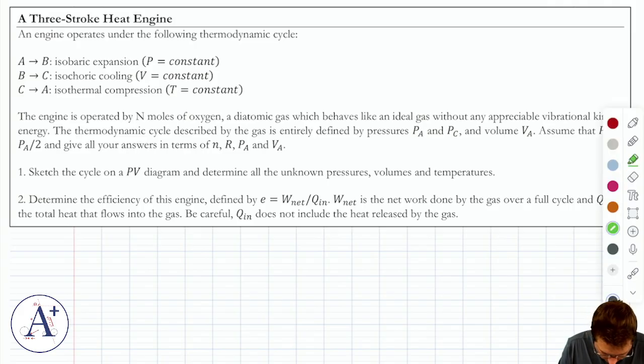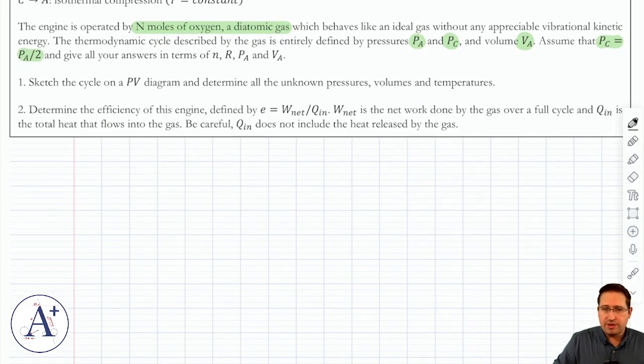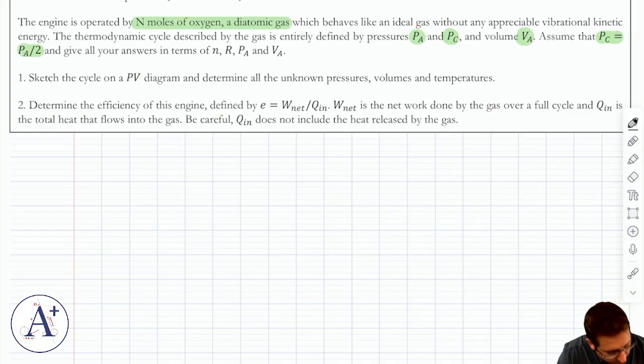Okay, and we know that we have capital N moles of oxygen, which is a diatomic gas. Okay, so we're told diatomic gas, and the thermodynamic cycle described by the gas is entirely defined by the pressures PA, PC, and VA. And assume that PC is PA over 2, and therefore give all answers in terms of NR, PA, and VA. So first let's sketch this thing, and then let's determine the efficiency of the engine, and like that we can talk about what the efficiency of a cycle is.